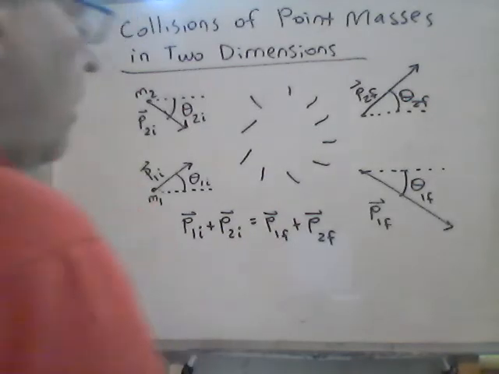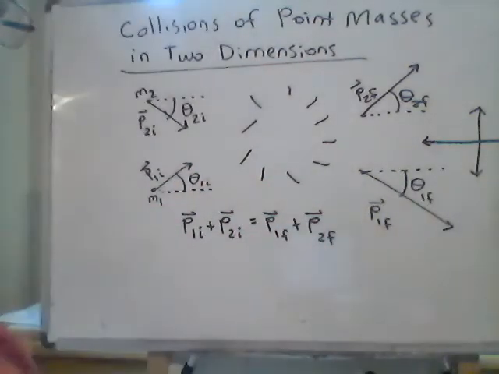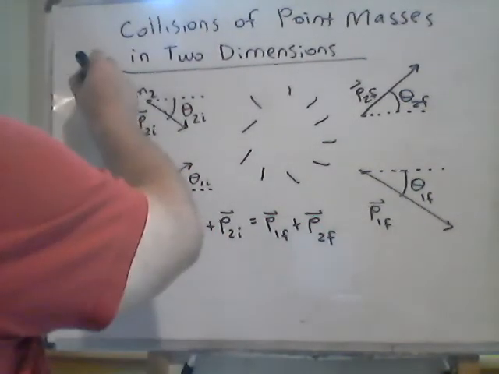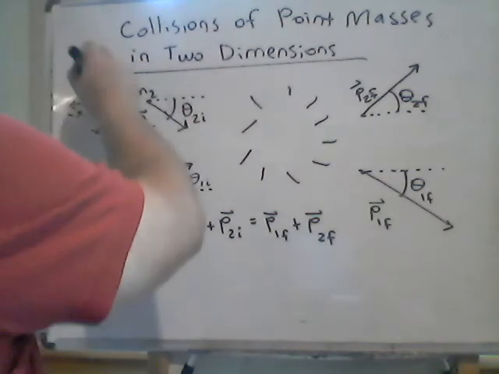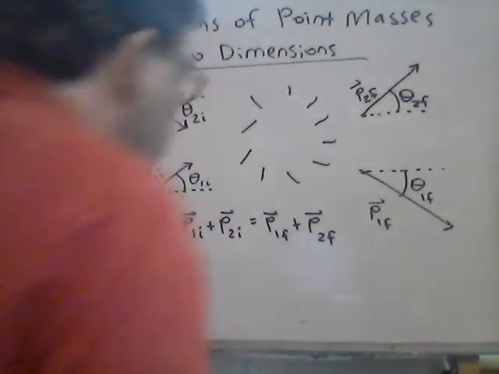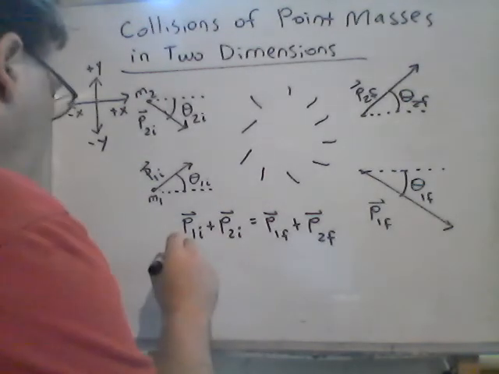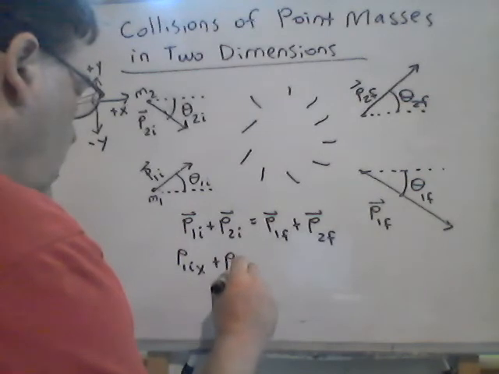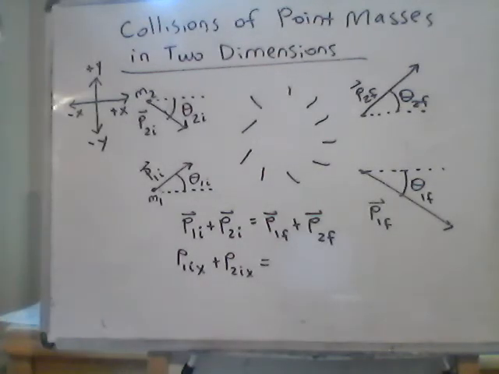But let me say that I have a coordinate system: plus x, minus x, plus y, and minus y. Now I can write the following, because every vector equation is equivalent to one or more scalar equations. I can write P1ix plus P2ix, the x component. And again, this equation has to be true for each coordinate.